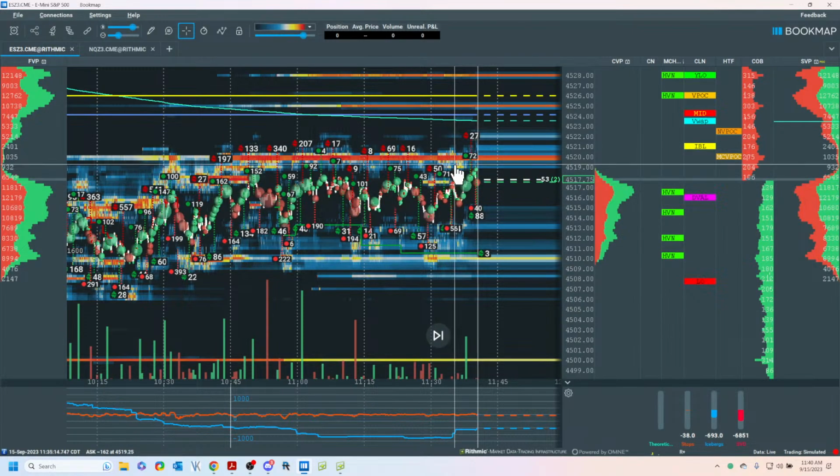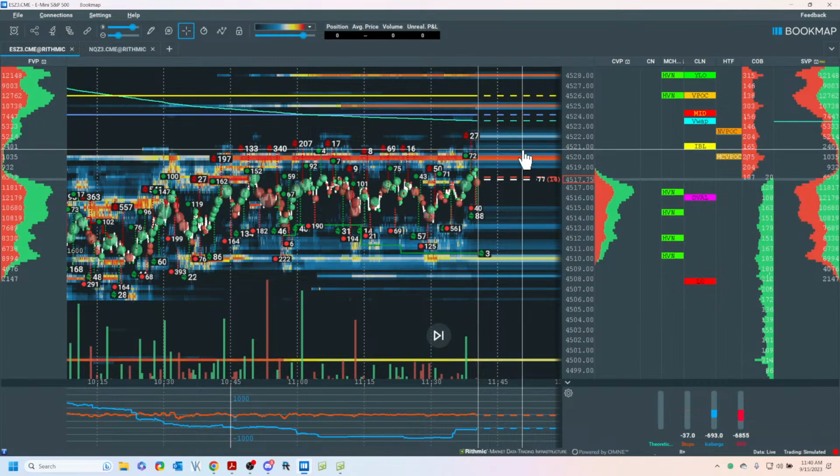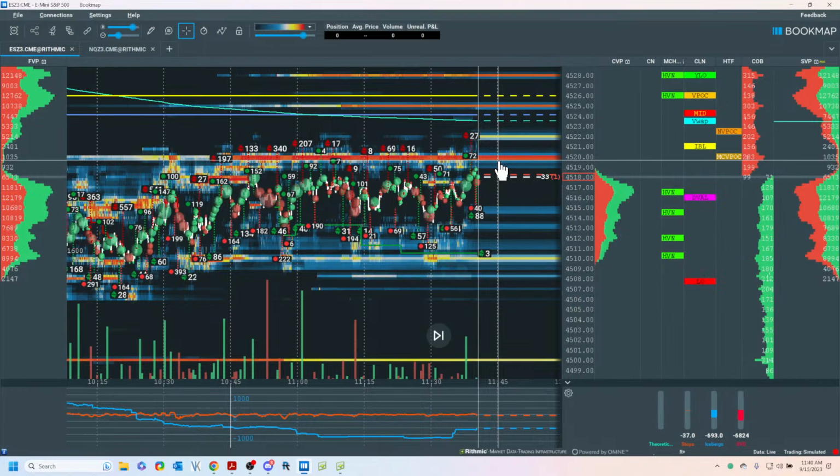So this is hard. What's hard about this, it's called mean reversion. And what it is called is outside in trading.